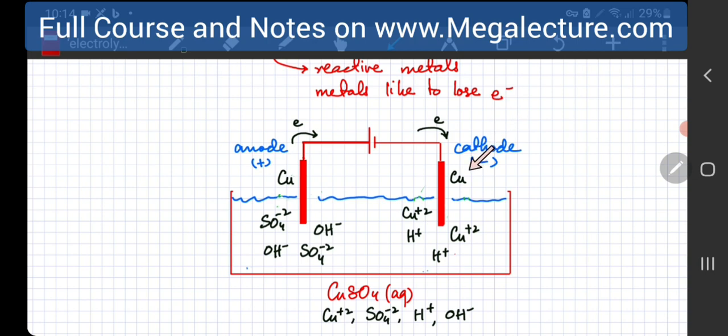Metals don't like to gain electrons. So the metallic copper over here is not going to do anything. It's just going to conduct electricity. It's not going to gain electrons. Metals don't form negative ions. So the copper metal over here is kind of irrelevant. It's not doing anything. So the electrons are coming in, and the electrons are going to be gained by either the copper ions in the solution or the H+1.